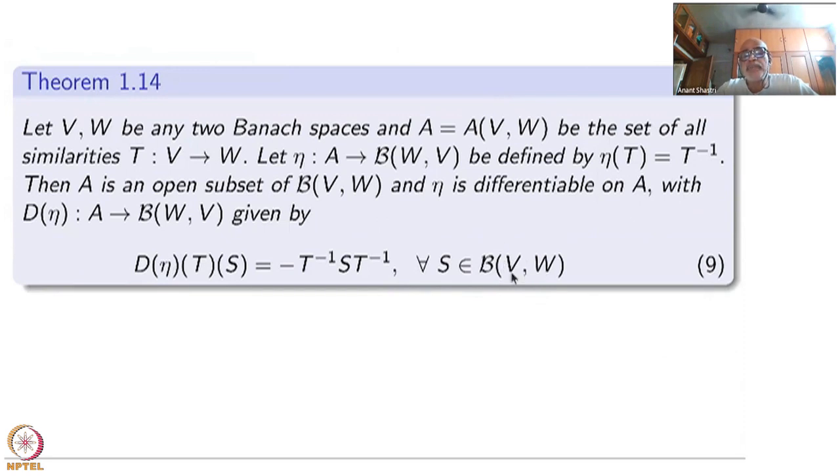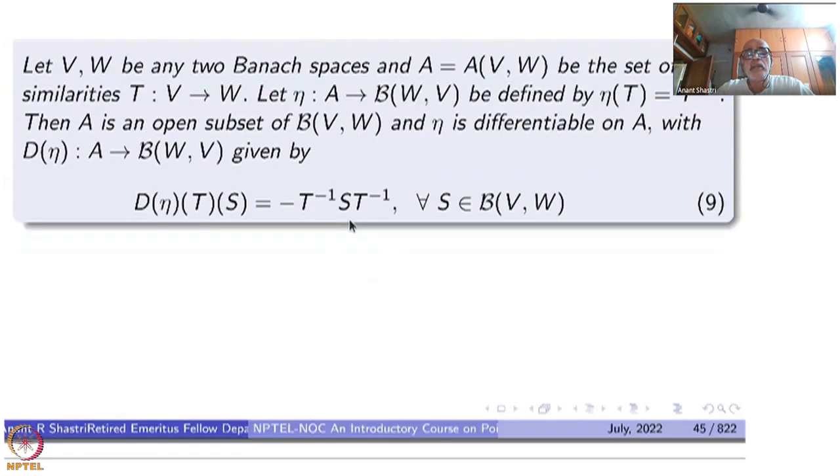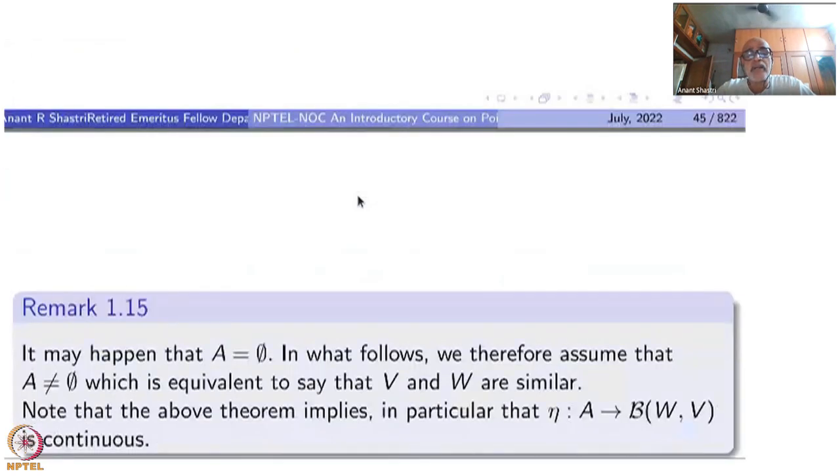See, A is a subset of this, right? And I am claiming A is an open subset. On an open subset, you have a function, you can talk about whether it is differentiable. The statement is that it is differentiable and its derivative is this one. Okay, so that is the statement. So let's see, the proof is not all that difficult at all.